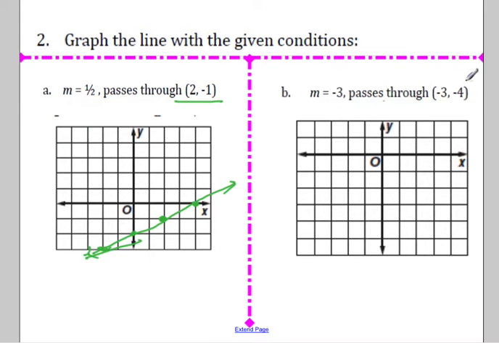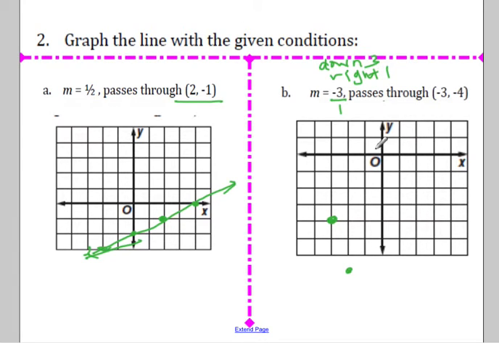All right, B passes through -3, -4. So 1, 2, 3, 1, 2, 3, 4. So there's -3, -4. My slope's -3. So it's really -3 over 1. So this means that I'm going down 3, right 1. Okay, so down 3, right 1.